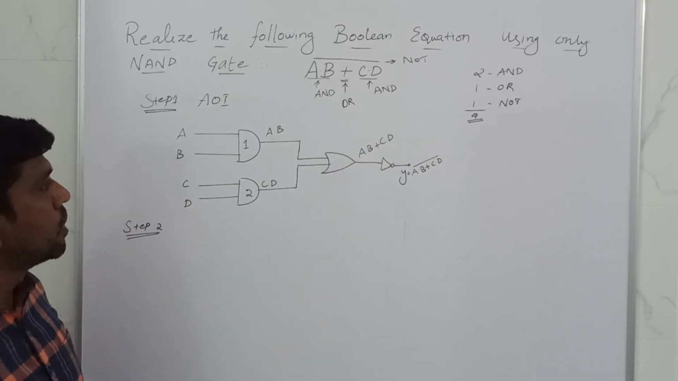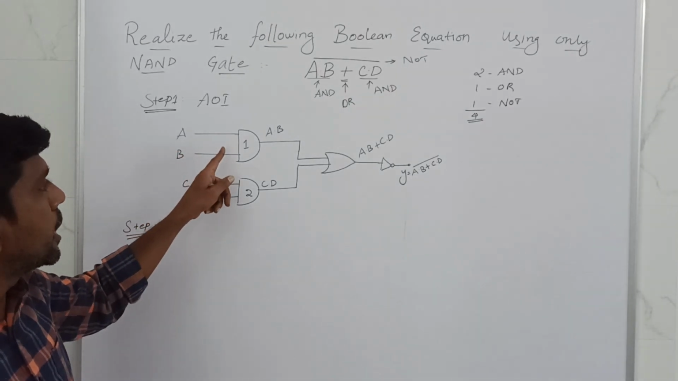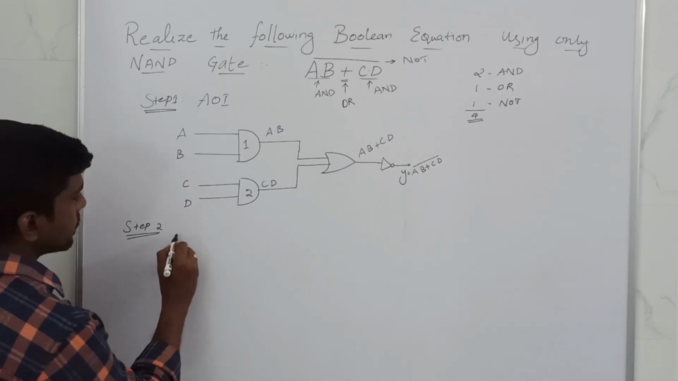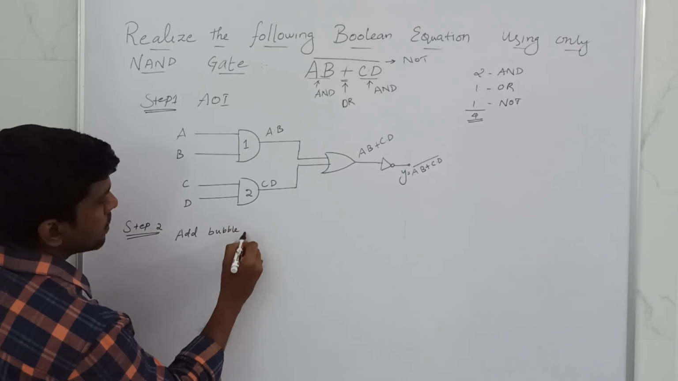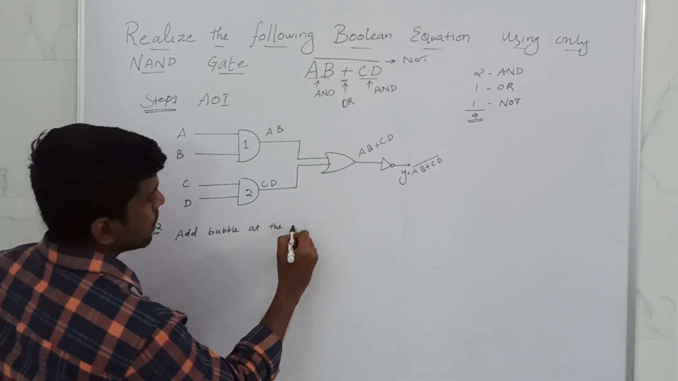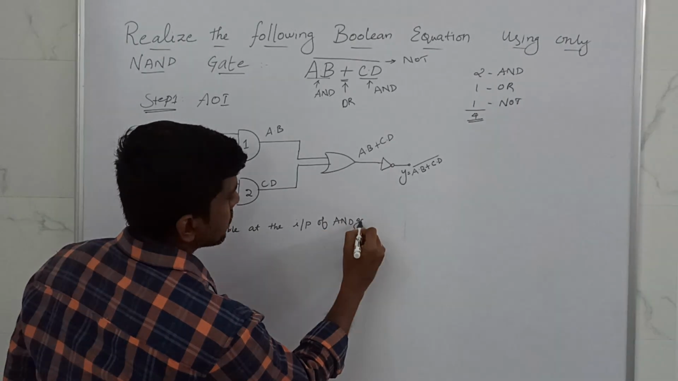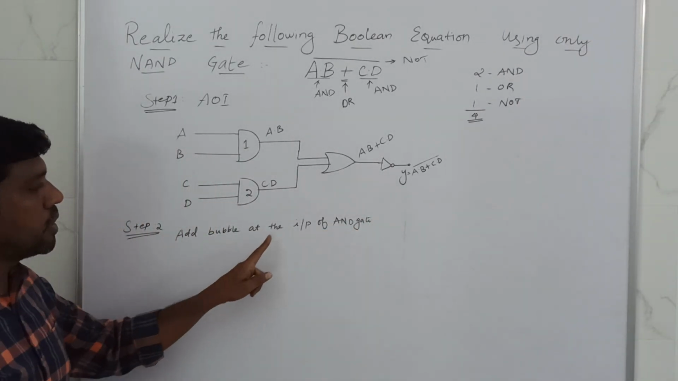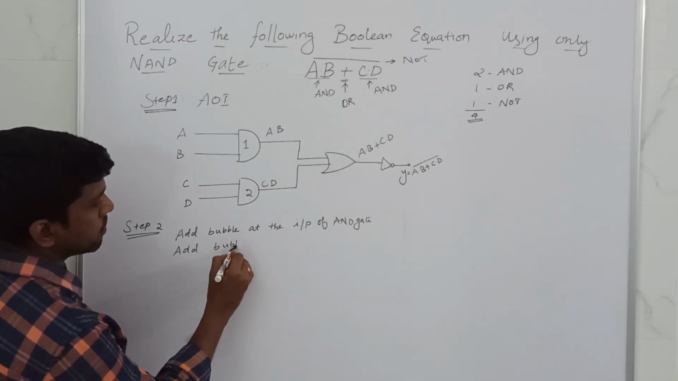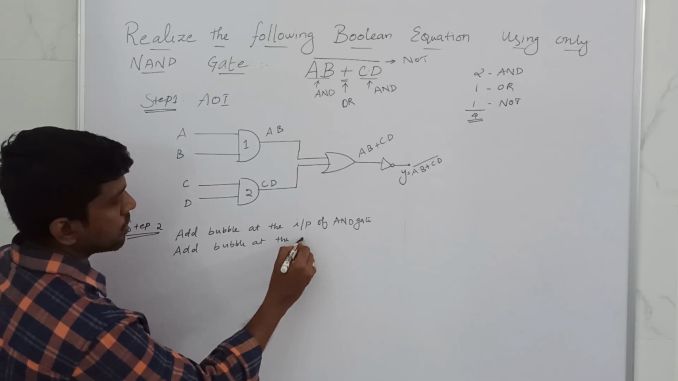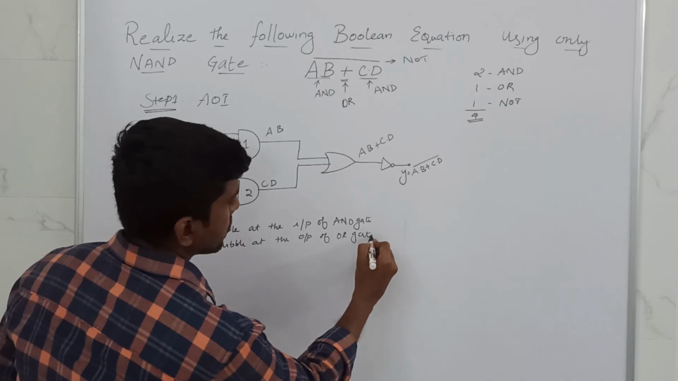Step 2. Wherever an AND gate is present, add a bubble at the input of the AND gate. Also add a bubble at the output of the OR gate. So it's step 2.